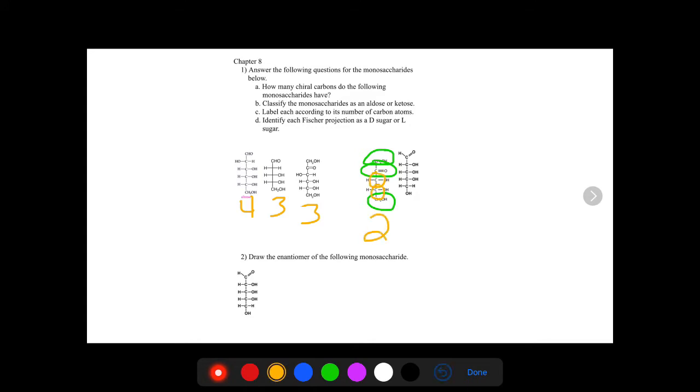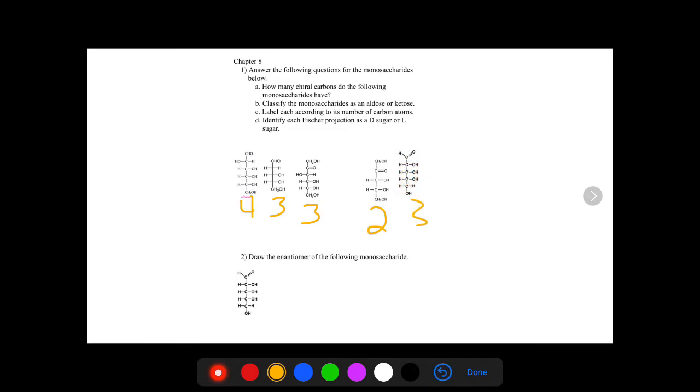Okay. And then the last one, we have this carbon and this carbon. So the top and the bottom are not chiral, but the ones in the middle, 1, 2, and 3, are chiral.